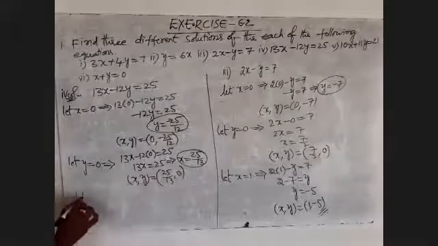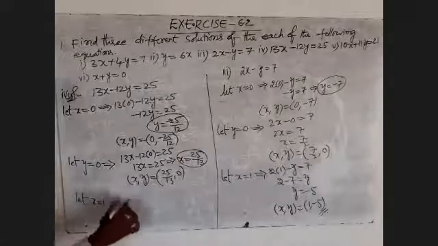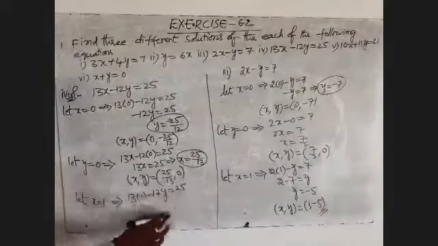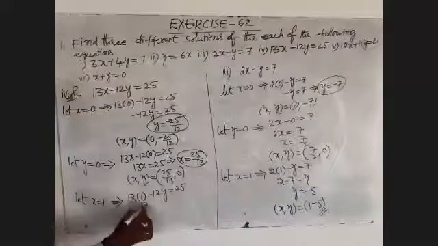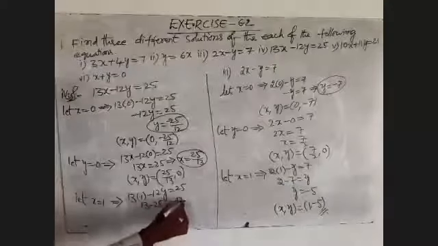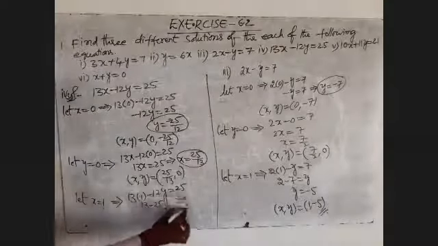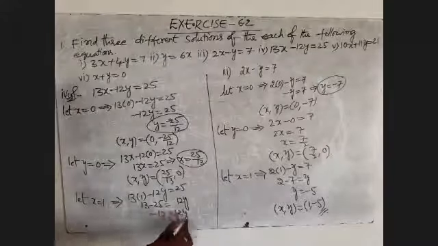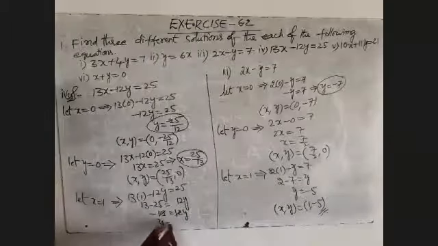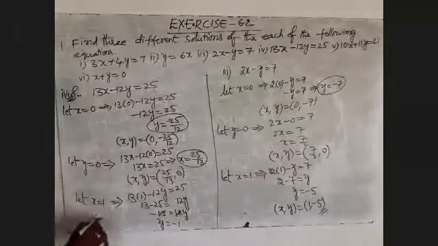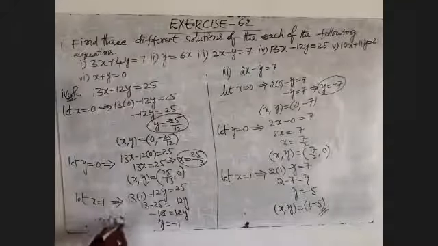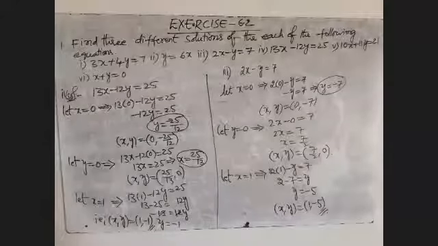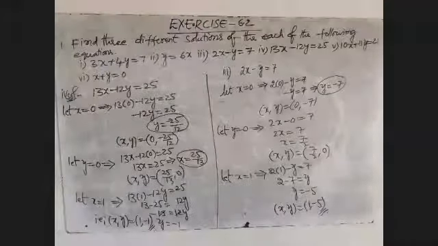After that, let x is equal to 1. I have to substitute in this one: 13 into 1 minus 12y is 25. The minus value goes to the other side, so 13 minus 25 is equal to minus 12y, which goes to that side as 12y. Minus 12 is equal to 12y. 12 and 12 cancel, so y is equal to minus 1. The ordered pair (x, y) is (1, minus 1).